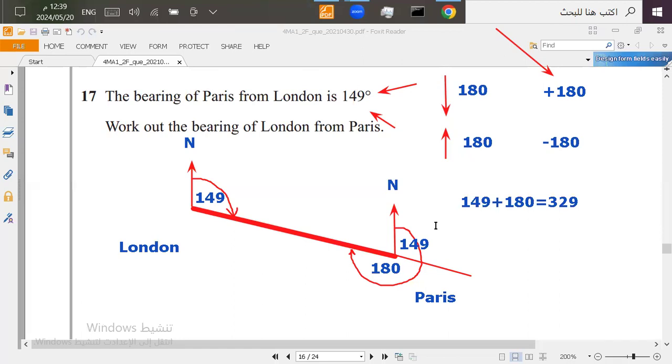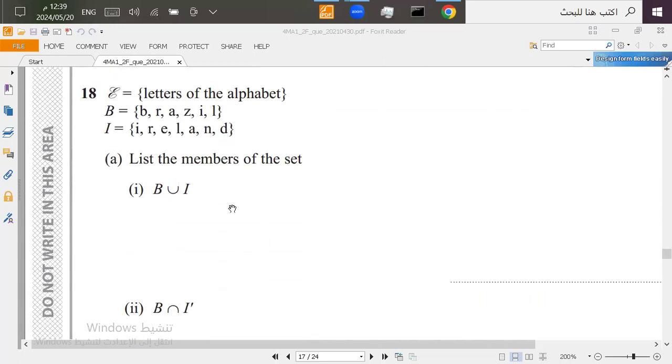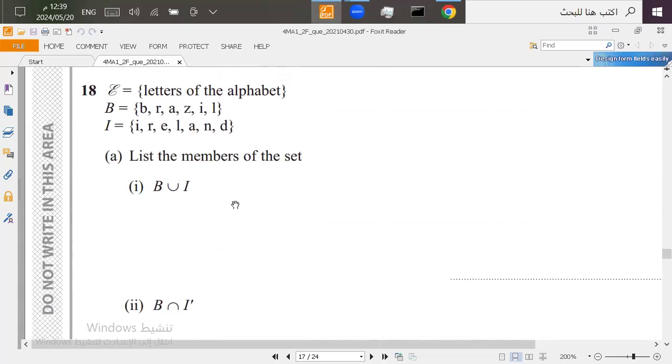Now, let's move on to the next question. Question 18. We have sets of letters of the alphabet. So this is the universal set, letters of the alphabet. And here we have set B, which is Brazil, and set I, which is Ireland.